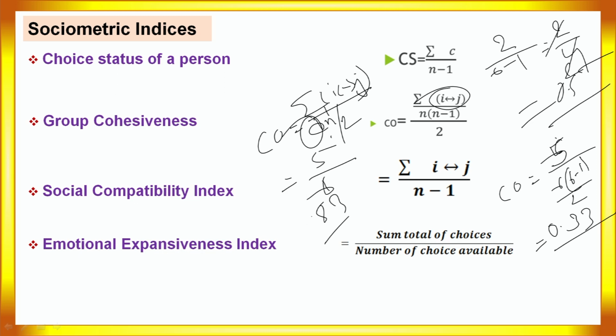In a similar way, you can find out the social compatibility index. That is again the number of mutual choices by n minus 1, the number of persons in the group minus 1. Emotional expansiveness index means the sum total of choices received over the number of choices available.